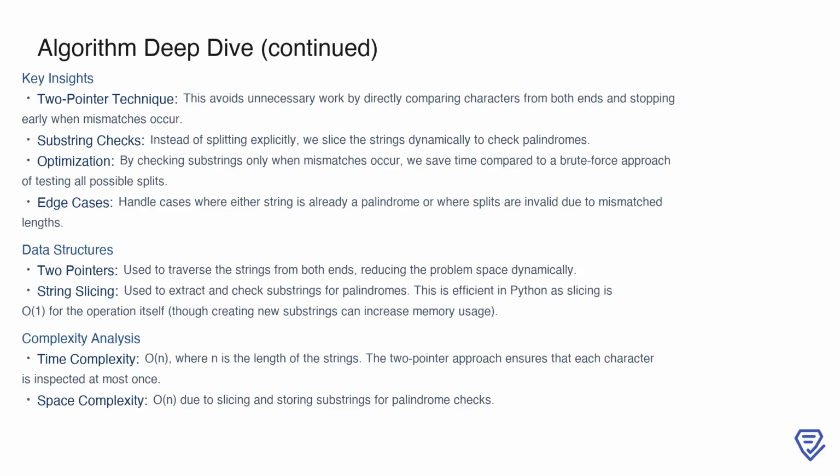The two-pointer technique is a crucial insight that enables us to avoid unnecessary computations. By directly comparing characters from both ends, we can stop early when mismatches occur, focusing only on the relevant portions of the strings.